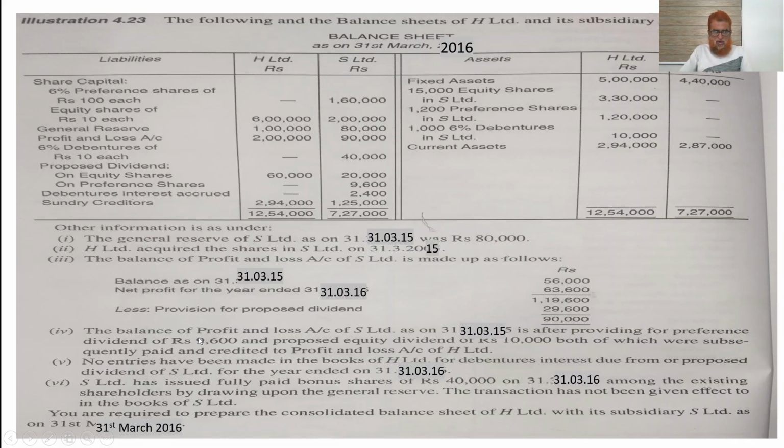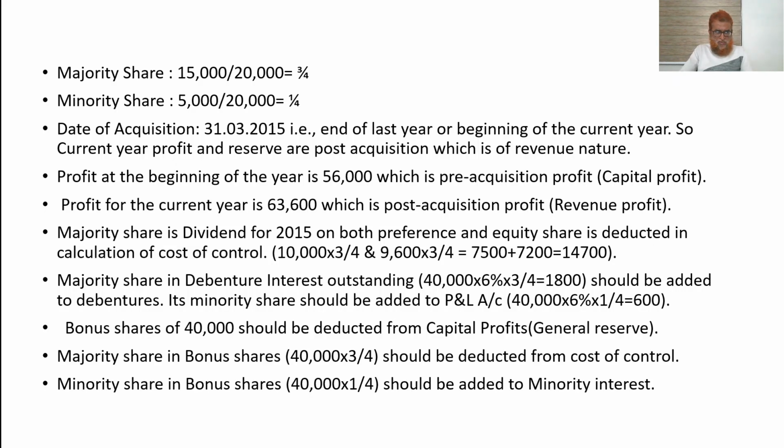fifth adjustment. And here in the balance sheet, it is given debenture interest outstanding 2,400. Or we can also calculate debentures 40,000 into 6%, 2,400. Okay, its majority share, its minority share. So majority share in debenture interest outstanding, that is 2,400 into 3 by 4 or 40,000 into 6% into 3 by 4. Both are same. 1,800 rupees should be added to the debentures in the balance sheet.